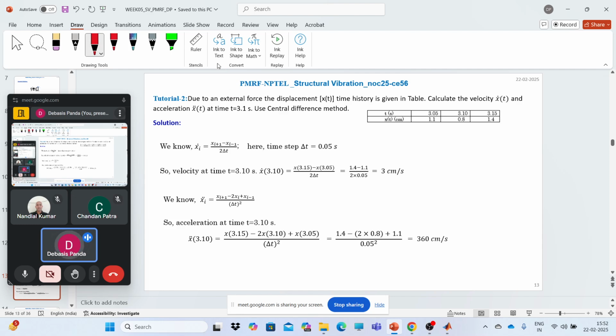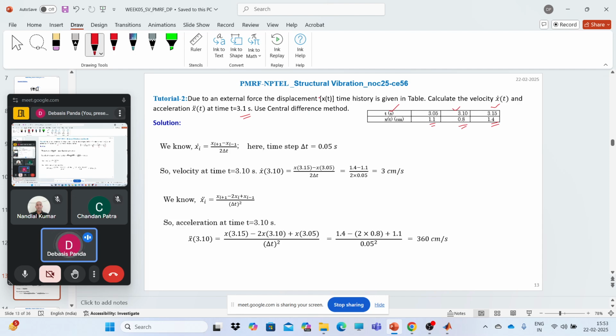Here the problem says, due to an external force the displacement x(t) time history is given here. That means at time 3.05 second my displacement is 1.1 centimeter. At time 3.10 second the displacement is 0.8 centimeter. At 3.15 second, the value is 1.4, so my del t is 0.05 second. So calculate the velocity and acceleration at 3.1 second using the central difference method.